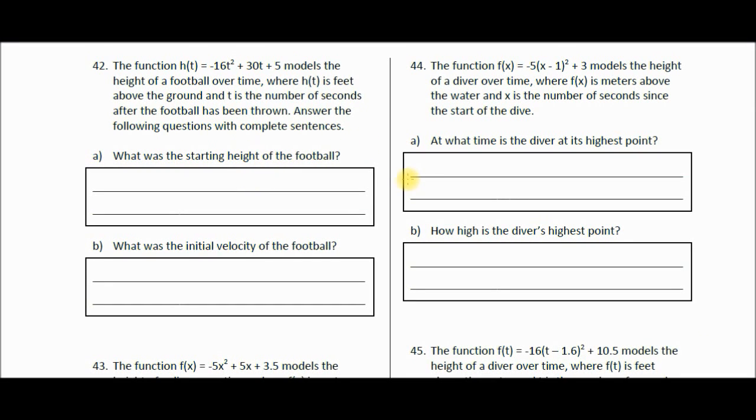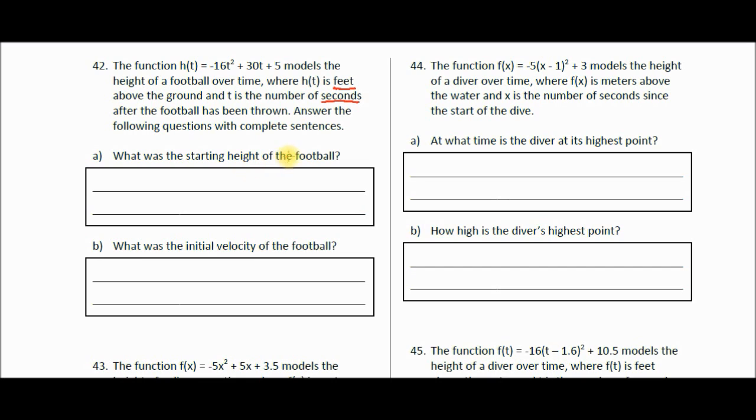Question number 42. The function h of t equals negative 16t squared plus 30t plus 5, and that function models the height of a football over time. Where h of t is feet, make sure you see the unit of measure, class, is feet above the ground, and t is the number of seconds after the football has been thrown. Answer the following questions with complete sentences.